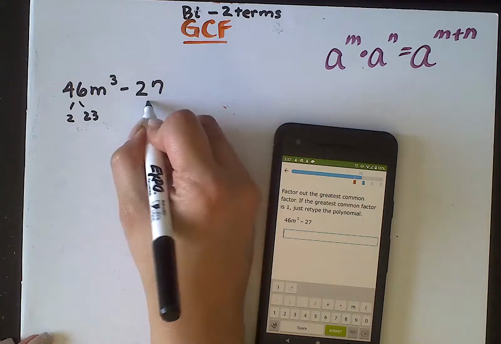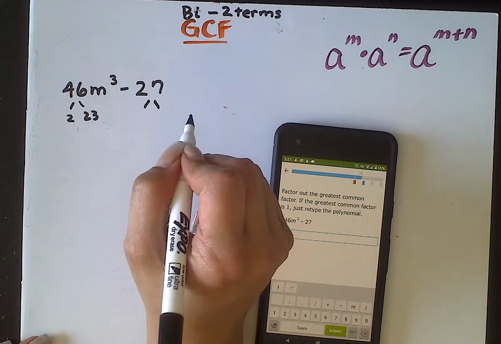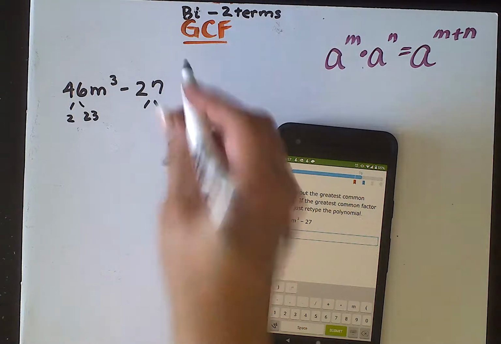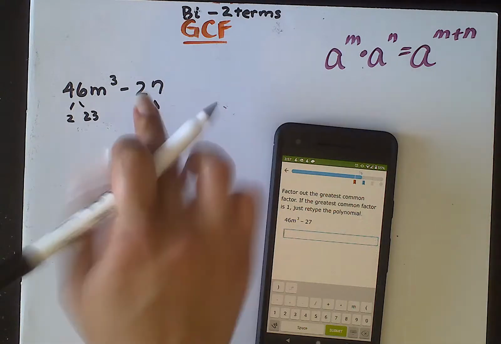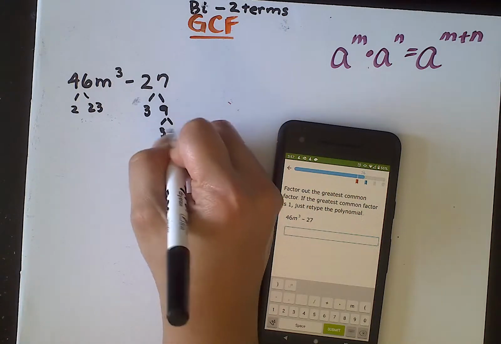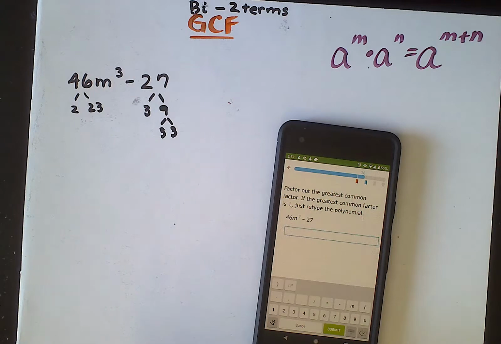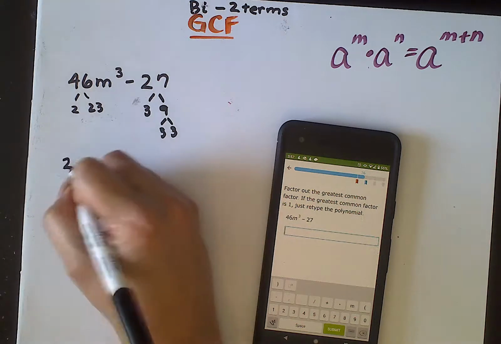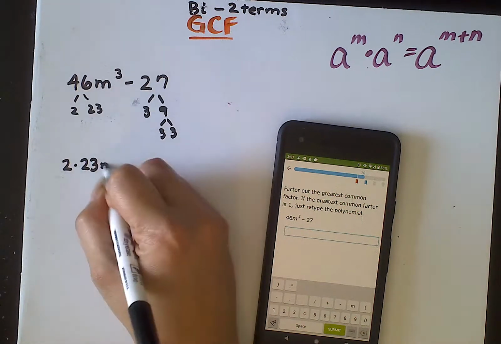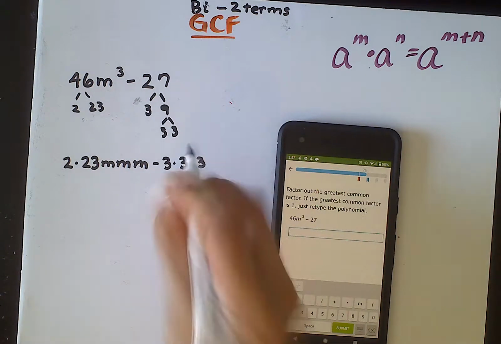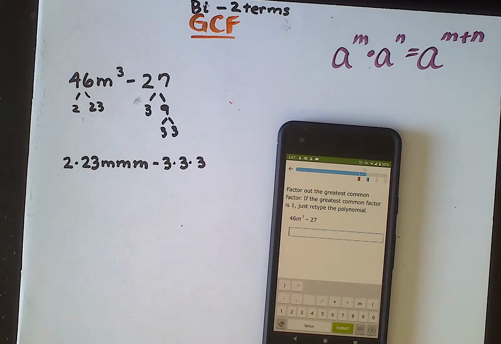And then 27, 27 should be what? 4? No. 3 times 9, and then 3 times 3. Correct? Yes. Well, so that's 2 times 23 m minus 3 times 3 times 3. So no, this doesn't have anything in common.